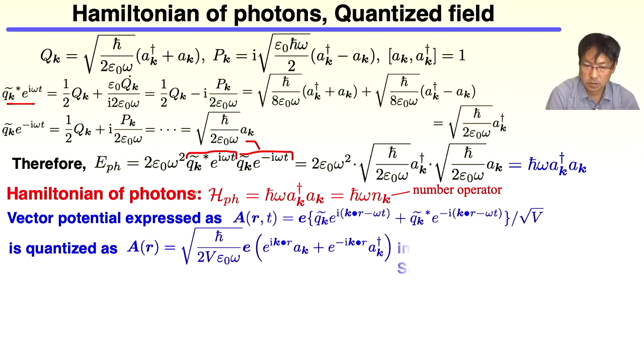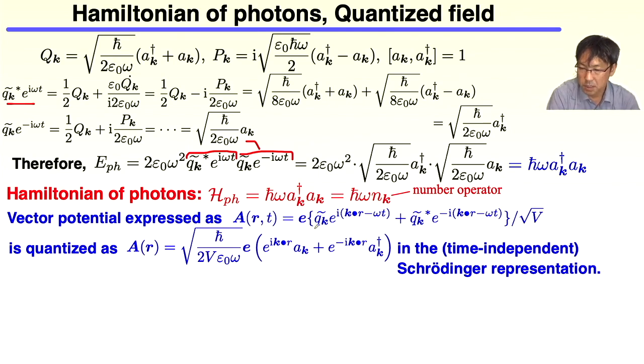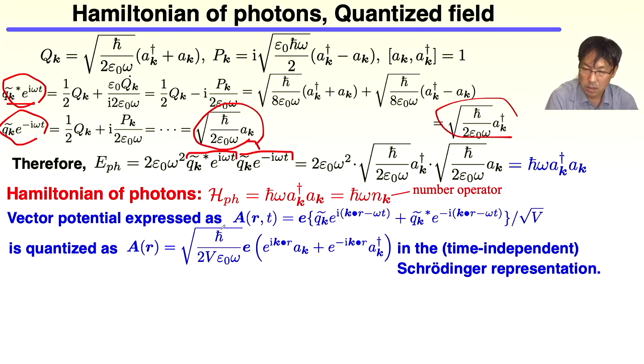Since the classical vector potential is originally given by this formula, we replace this part and this part by using this one and this one. Then we get the quantized vector potential, quantized light, expressed by using this formula in the so-called time-independent Schrödinger equation. Here, the explicit time-dependent term is deleted after the quantization of light. The exponential term of i omega t is replaced by the creation and annihilation operators in the Schrödinger representation.